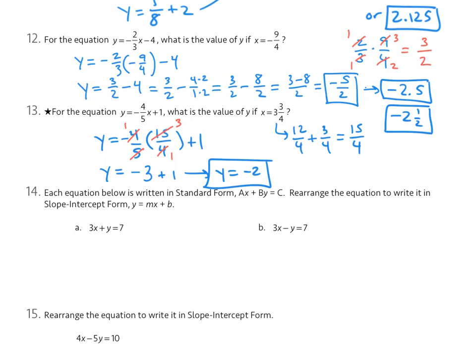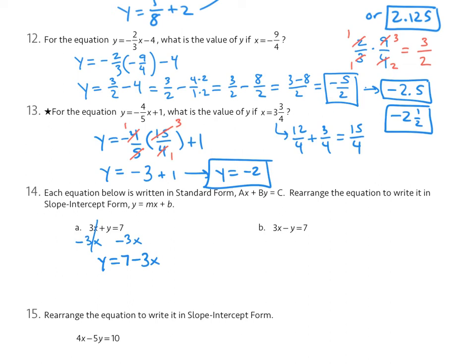14. Each equation below is written in standard form, ax plus by equals c. Rearrange the equation to write it in slope-intercept form, y equals mx plus b. Standard form has x and y, or the variables, on the same side. Slope-intercept form has y isolated. In part A, we can isolate y by moving the 3x. 3x is positive, so we'll subtract 3x from both sides. 3x minus 3x is 0, so I have y equals 7 minus 3x.